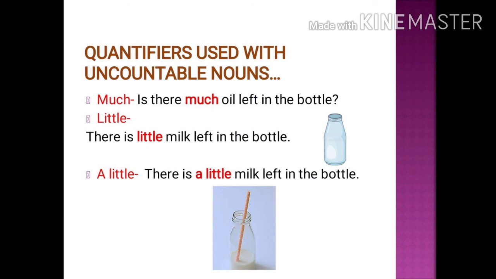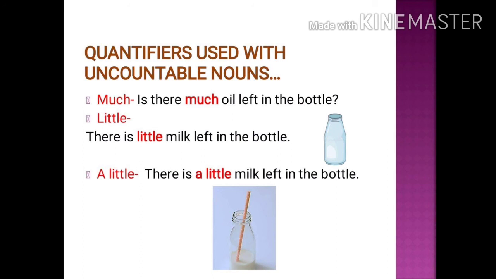Children, keep in your mind much, little, a little. These three quantifiers should only be used in front of uncountable nouns. These three can never be used in front of countable nouns. Imagine, children, I saw much girls on the road. Is it correct? No, it's wrong. Girls is a countable noun, right?